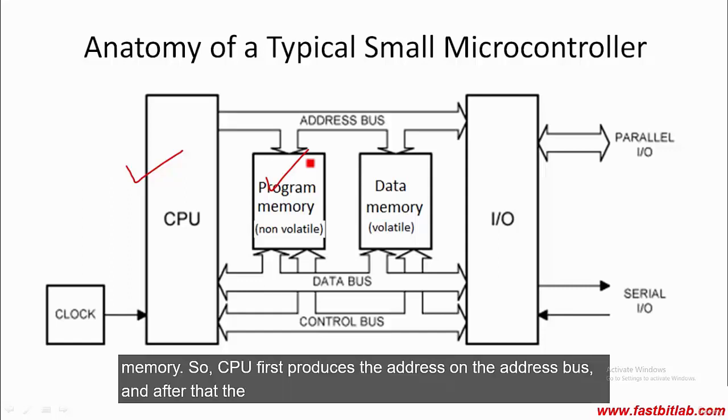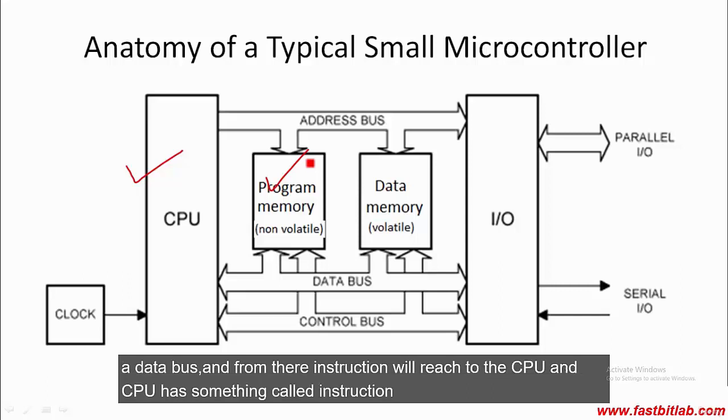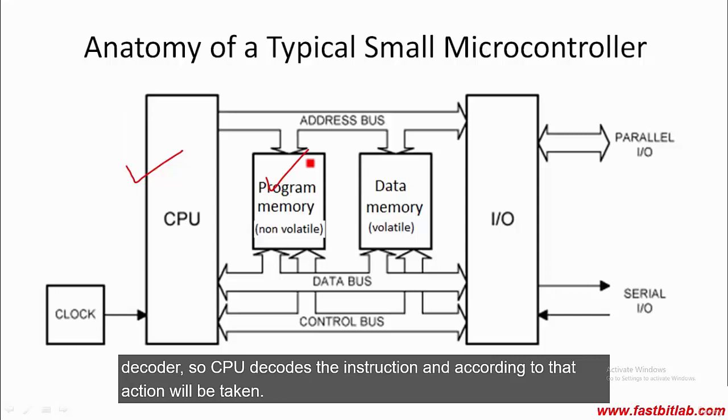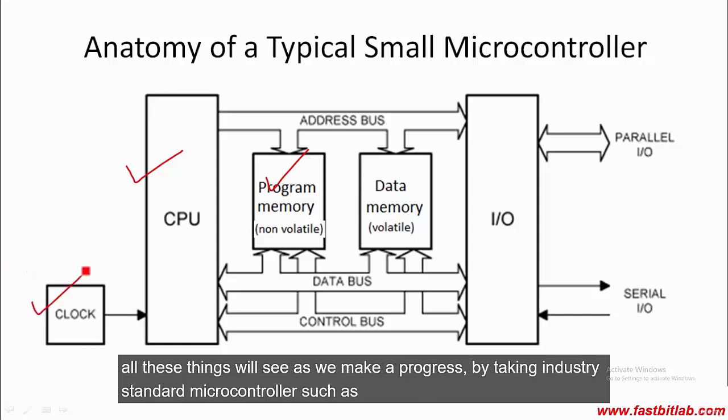So the CPU first produces the address on the address bus, and after that the instruction will come into the instruction bus, or you can also call it the data bus, and from there the instruction will reach the CPU. The CPU has something called an instruction decoder. So the CPU decodes the instruction and according to that, action will be taken. How fast the CPU executes instructions depends upon the clock supply to the CPU. All these things we'll see as we make progress by taking industry standard microcontrollers such as STM32.